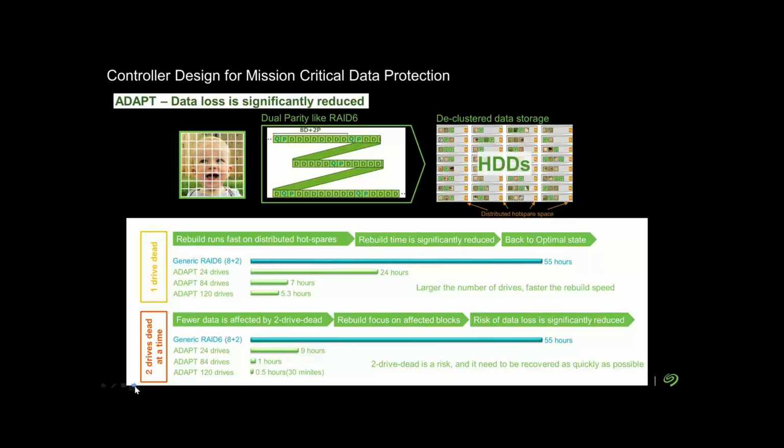you will see that with an ADAPT 24 drive as compared to a RAID 6, we are able to reduce the rebuild time from 55 hours to 24 hours. If you use ADAPT with 84 drives, it can reduce even more drastically, to 7 hours. So the fact is, if you have more drives deployed, you spread the data across more drives, and the rebuild time is going to be very, very fast, a very short time, right? And it will provide even higher data protection.